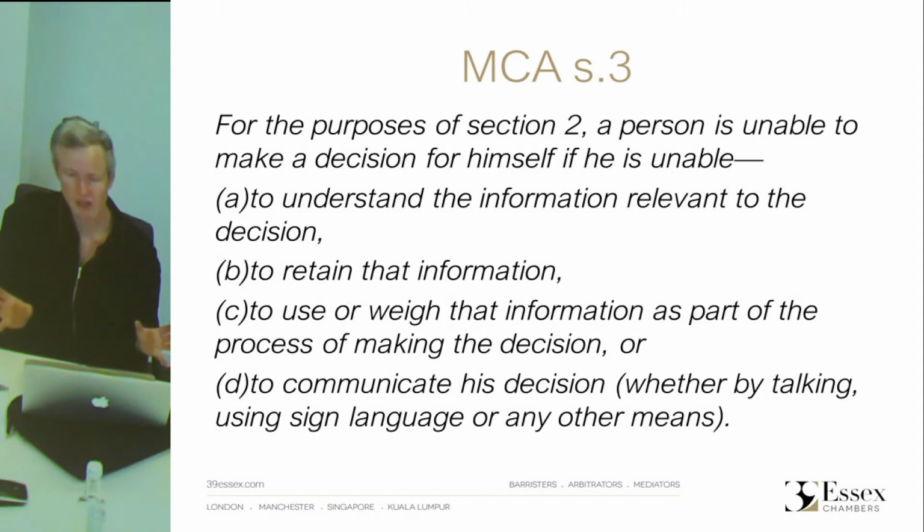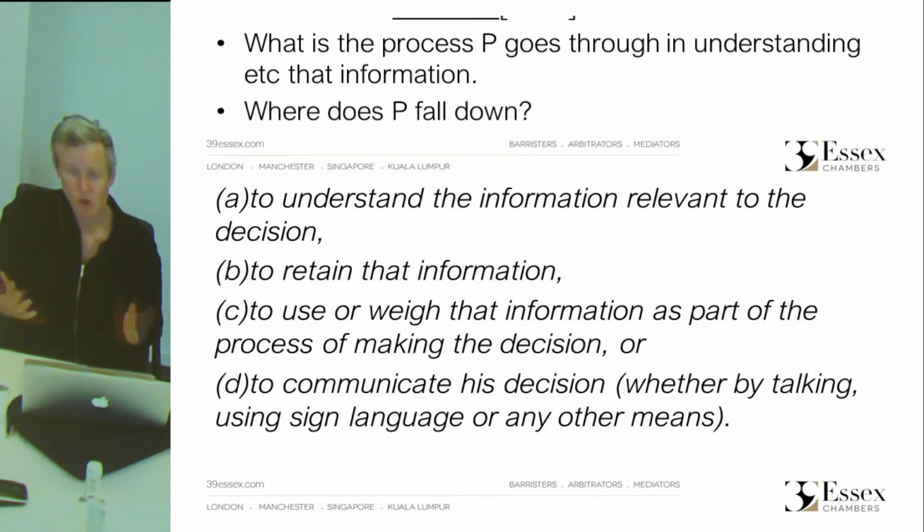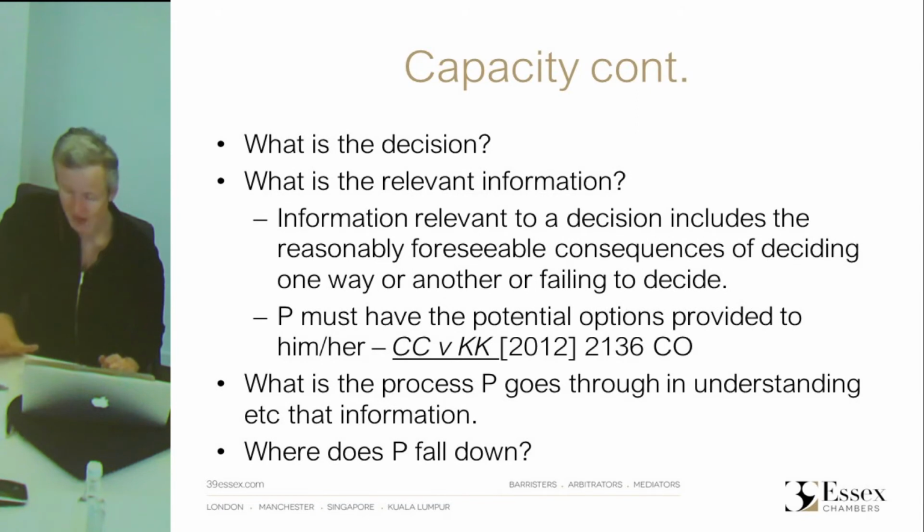Or are you looking at diabetes management as one matter? Do they need to have capacity to make all of those decisions in order to be treated as somebody who has capacity to manage their diabetes? It's not always straightforward identifying what the particular decision is. Once you've done that, what's the relevant information? Again, not always straightforward. We know from the Act that it includes the reasonably foreseeable consequences of deciding one way or another, or failing to make a decision. So that's of some help.